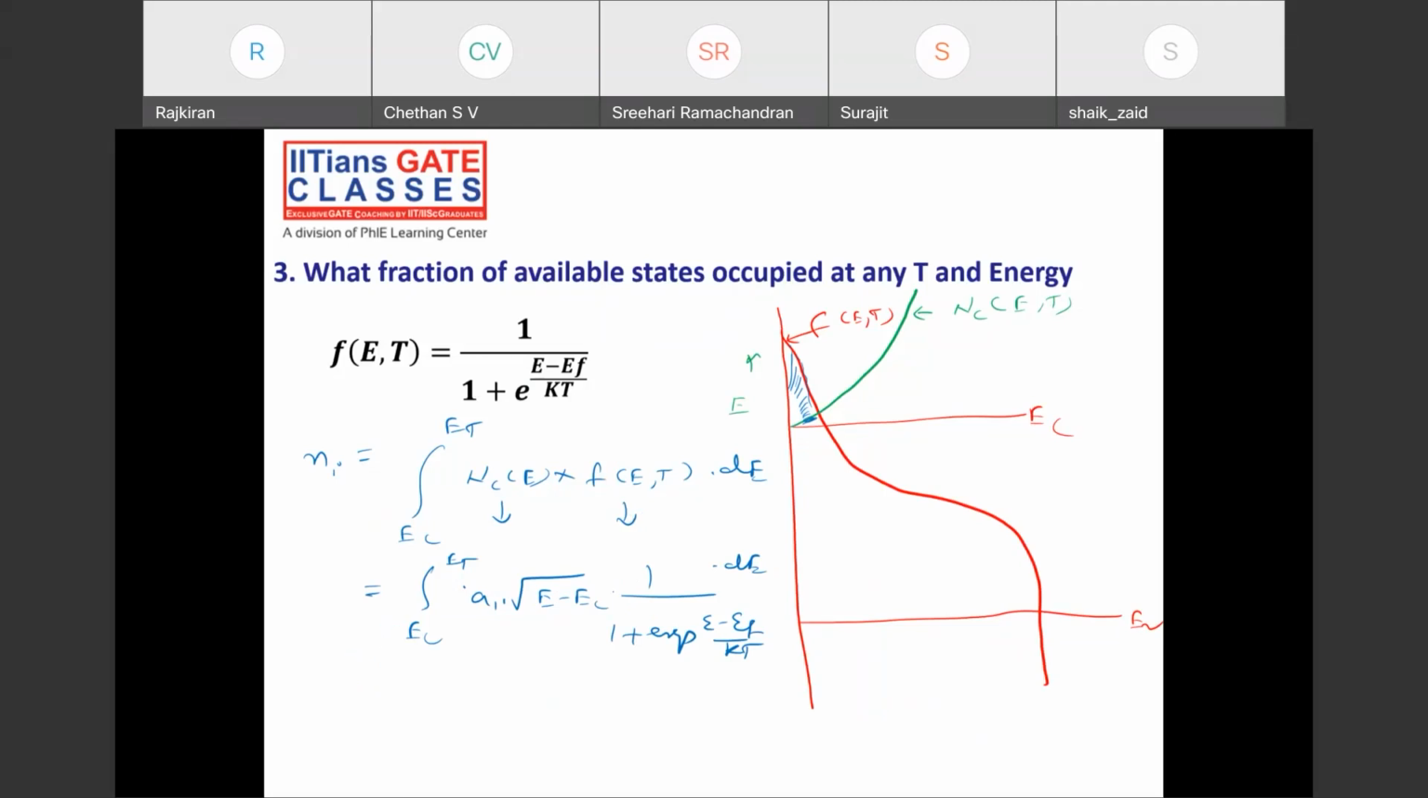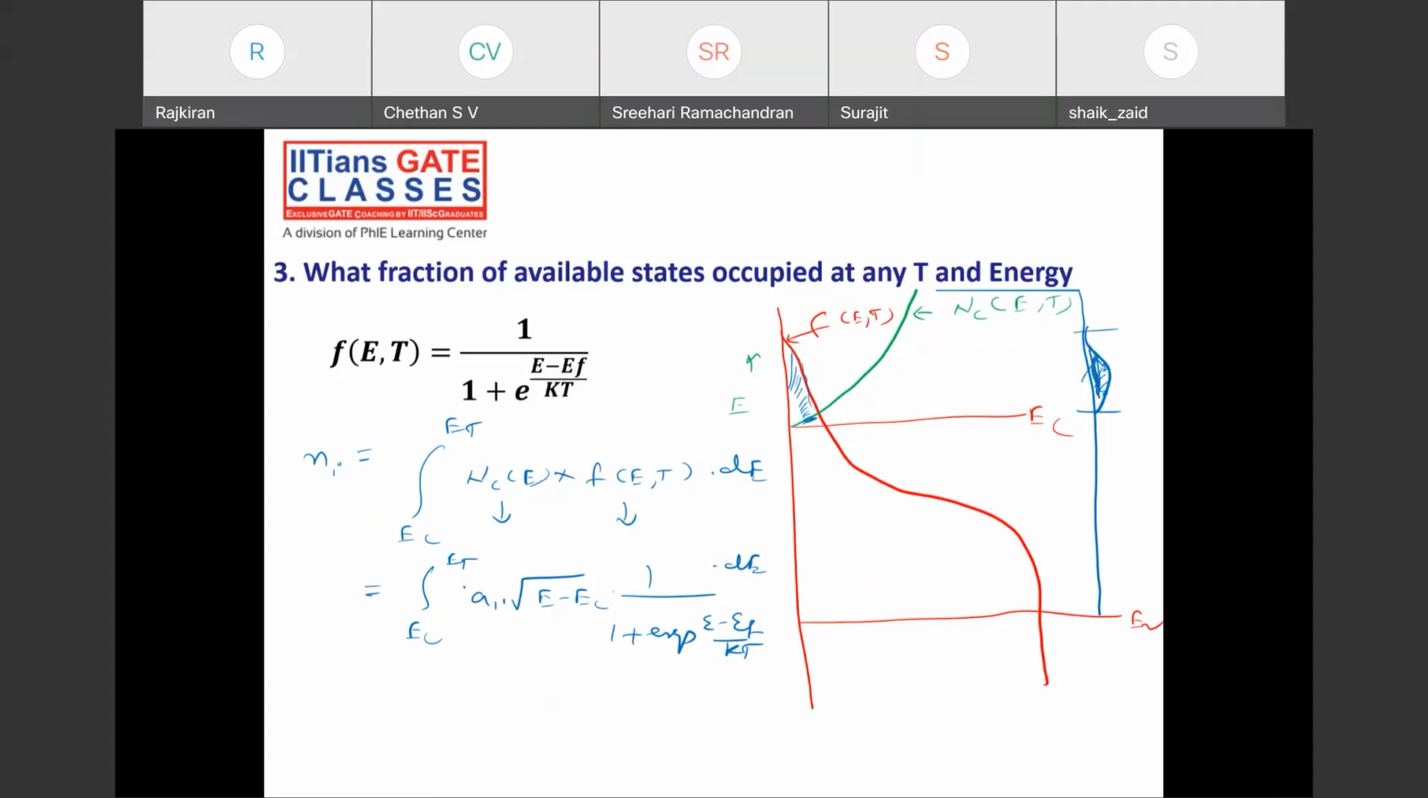Sir, most of the time in Donald Neamen also, that overlapping area is approximated on the right side. Definitely, but there is no approximation here. Simply it is multiplying Nc and F(E). These two curves are multiplying, and they are just showing the resultant of this multiplication. That's all, it is a pictorial view.